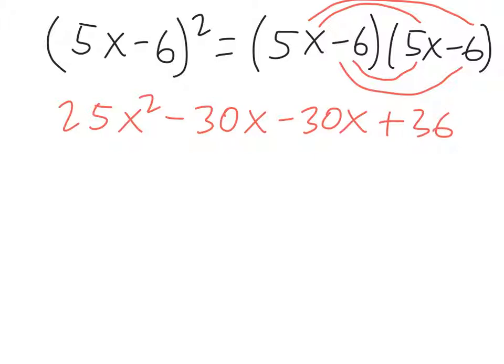So then we combine like terms, and notice here we have two things with x's, but this x squared has nothing to add with, and this 36 has nothing to add with, so we just add these two. So we'll get 25x squared, and then minus 30x, that'll give us a negative 60x. And then plus 36.